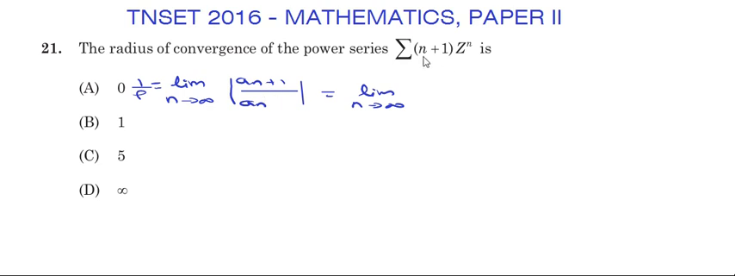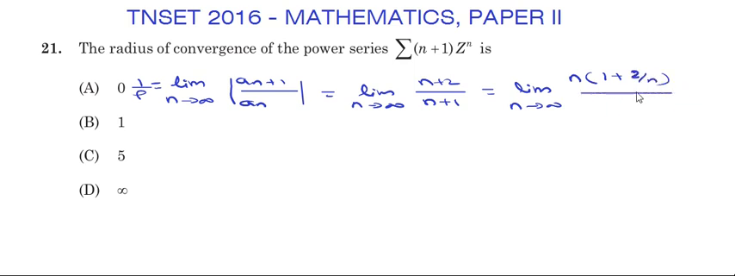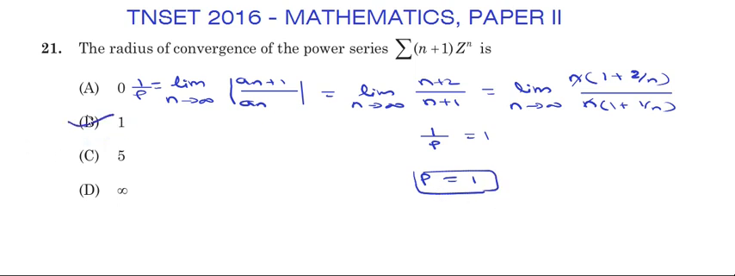a_(n+1), so replace n by n plus 1, so we get (n plus 2) divided by (n plus 1). So this is equal to limit n tends to infinity. Here we can take n into (1 plus 2 by n) divided by n into (1 plus 1 by n). So we will get 1 by rho equal to 1, so therefore rho is equal to 1. So the radius of convergence is 1 for this problem.